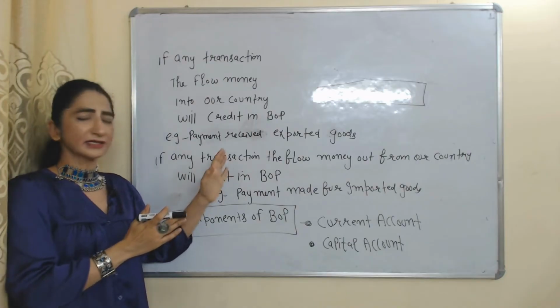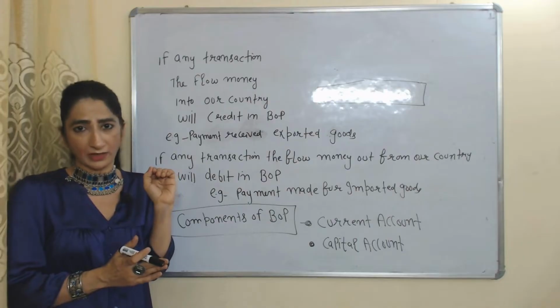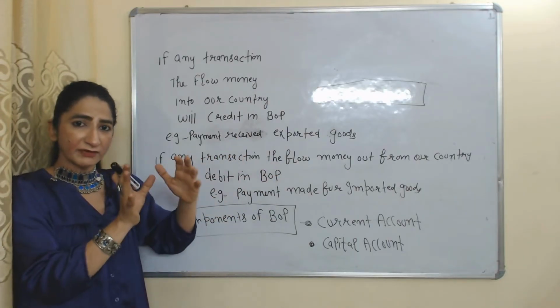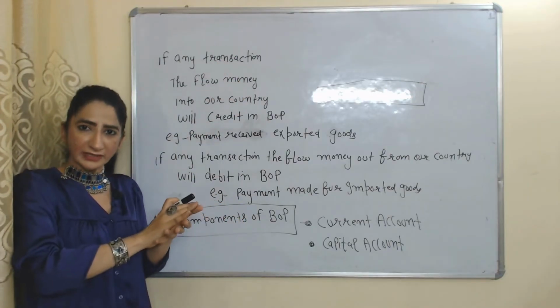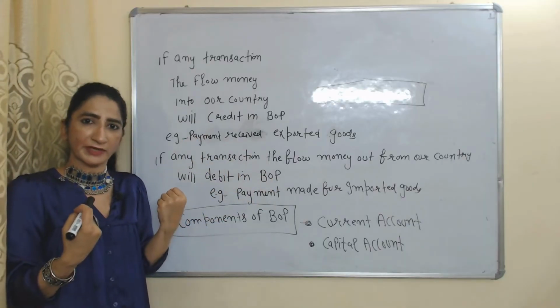On the other hand, any transaction that flows money out of our country will be debited in the balance of payment account. For example, we make a payment for imported goods. That means our money is flowing out of our country. Now our money is going to another country. So it will be debited in the balance of payment account.